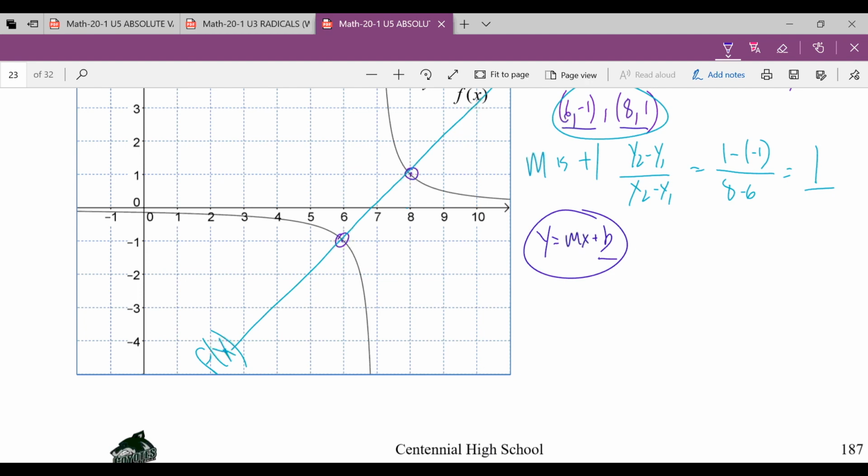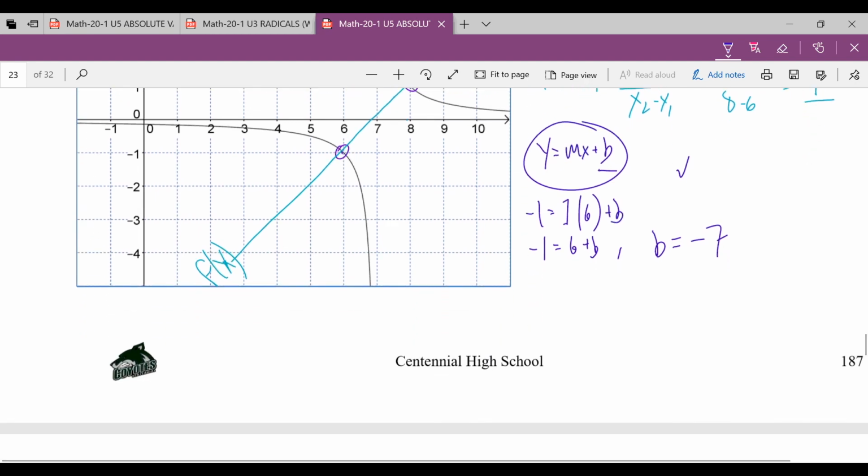Well, let's use 6 comma negative 1. So negative 1, substituting the y value in, equals m. M we know is 1, and the x value is 6, plus b. We're trying to determine algebraically the b value. Well, what do we got? Negative 1 equals 6 plus b. b equals negative 7. Cool. So we could easily just logic out the slope, but I decided to do it algebraically up here. We could easily logic out the y-intercept, but we decided to figure it out algebraically there.